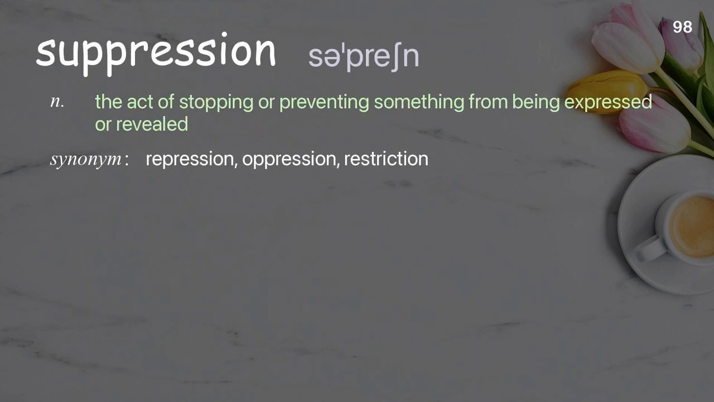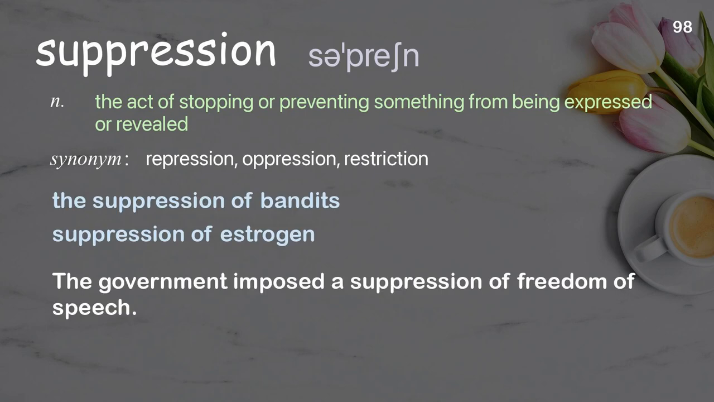Suppression. The act of stopping or preventing something from being expressed or revealed. Examples: the suppression of bandits, suppression of estrogen. The government imposed a suppression of freedom of speech.